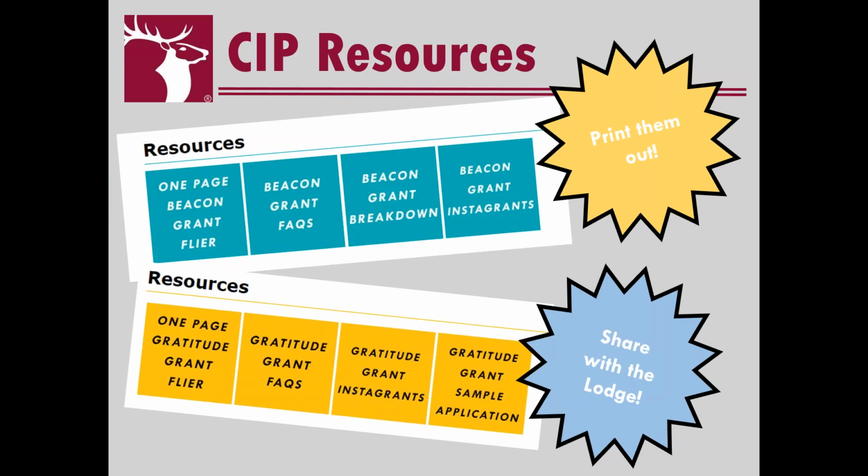We have the one-page Beacon, we have the one-page flyers, our grant FAQs, grant breakdown, and Instagrants. Instagrants are great if you're shuffling for an idea and aren't really sure what to do. There's some neat ideas on there to help you figure that out. We also have these posted on the grant dashboard landing page for each grant. So when you go online to apply for a grant, click on the Beacon grant or Gratitude grant, go forward, and you'll see on that page before you have to click to fill out the application, we'll have these little boxes there too.